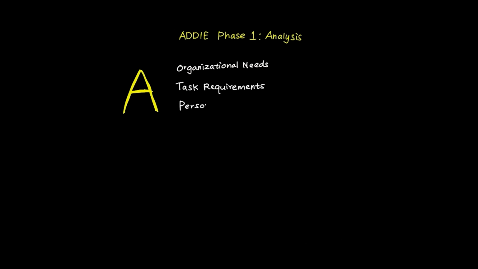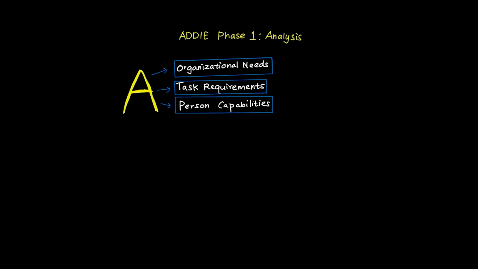The first phase of ADDIE is analysis. Before you can design anything, you need to understand what the problem actually is. Analysis identifies performance gaps by looking at three factors: organizational needs, task requirements, and person capabilities. What does the organization need? What does the job require? What can employees currently do?